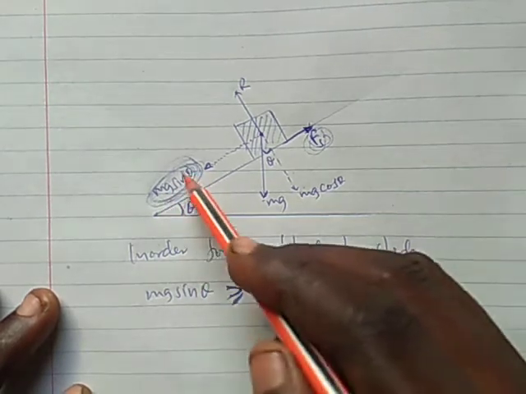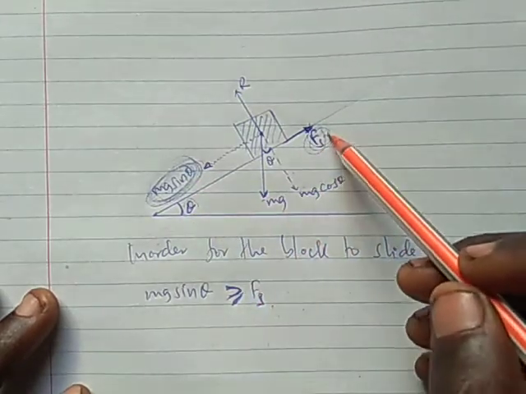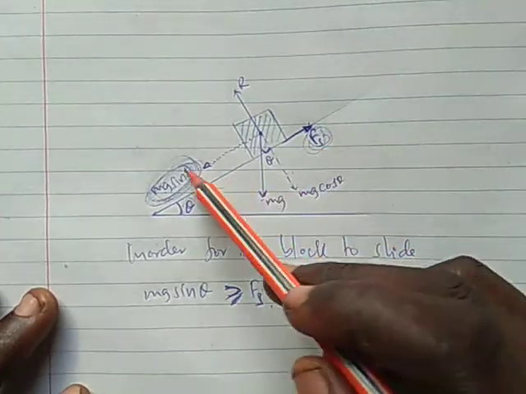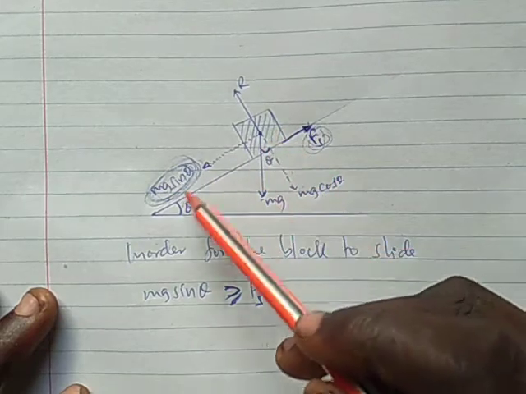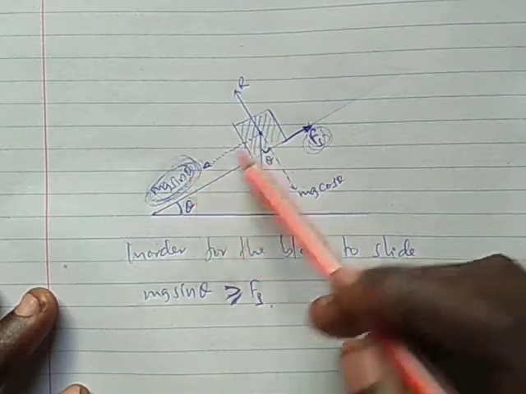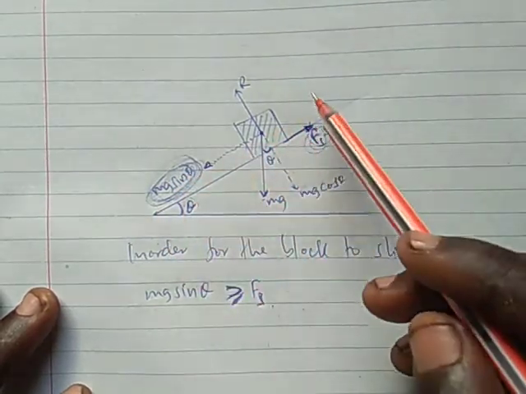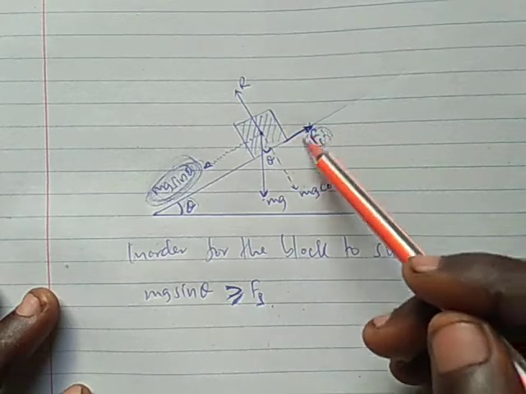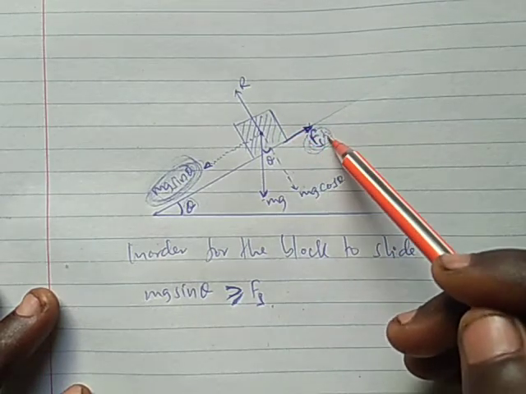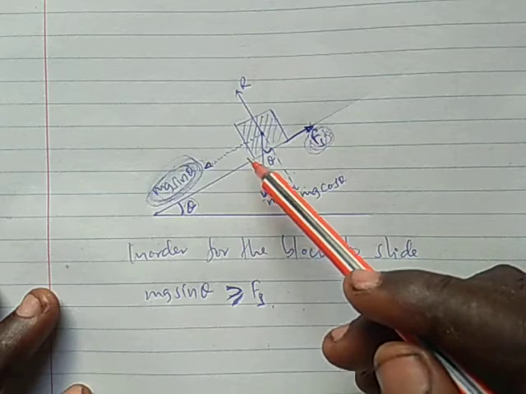Huyu force anapokuwa iko na huyu, akianza tu huyu kuzidi, hii ina slide kwenda downward. Sababu huyu anavuta kwenda hivi, anavuta kwenda hivi. So hizi ni two vectors. Ila kama huyu akiwa mkubwa, hii block haita slide.